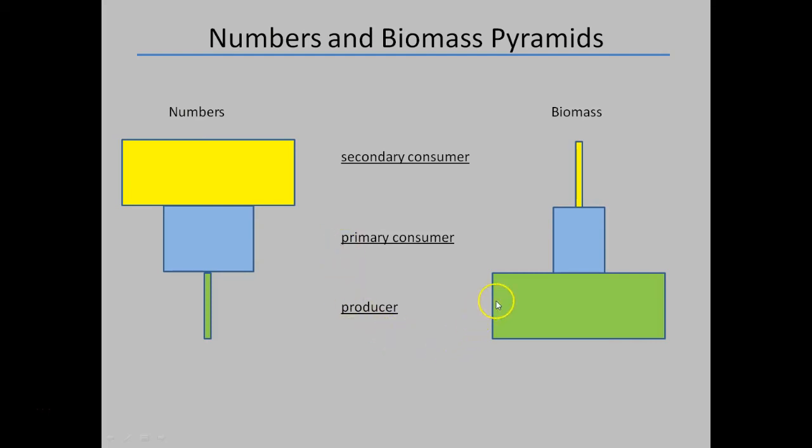When we look at biomass, we generally have the same pattern as the energy pyramid, where the level below is larger than the level above. And so my producers would be larger than my primary consumers, larger than my secondary consumers, and my tertiary consumers would be the smallest.